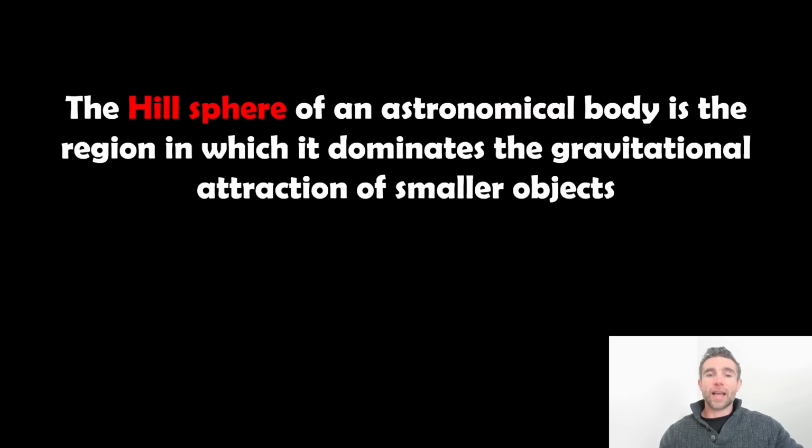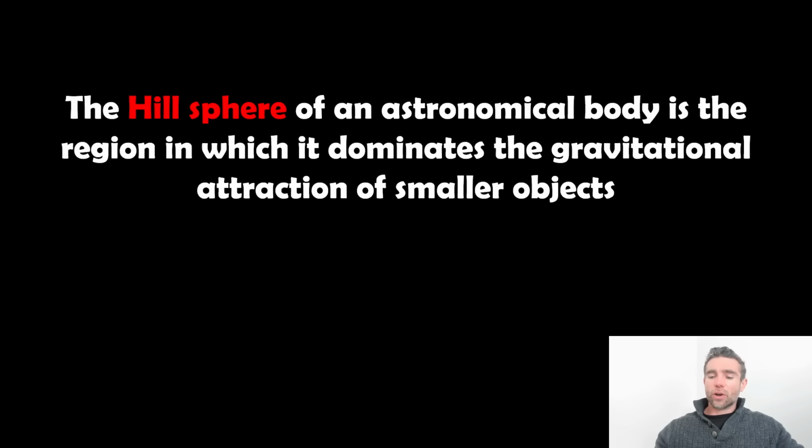Now, what does that actually represent? Well, the Hill sphere, let's say of a moon anyway, is the furthest away that it can get before the gravitational domination of the planet ends. If that makes any sense.